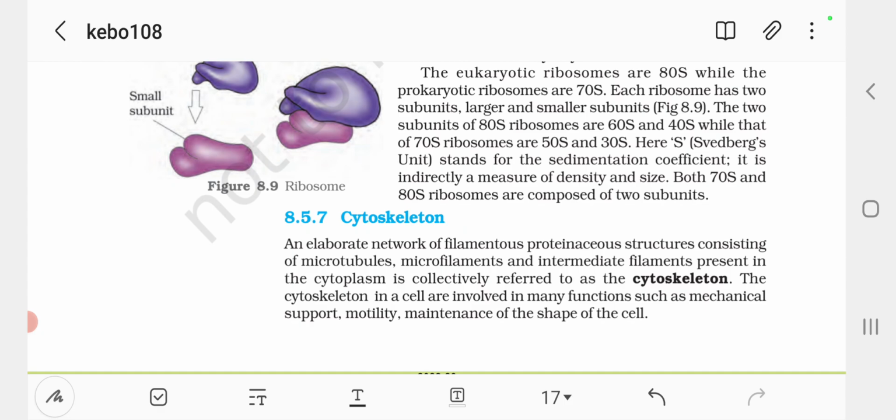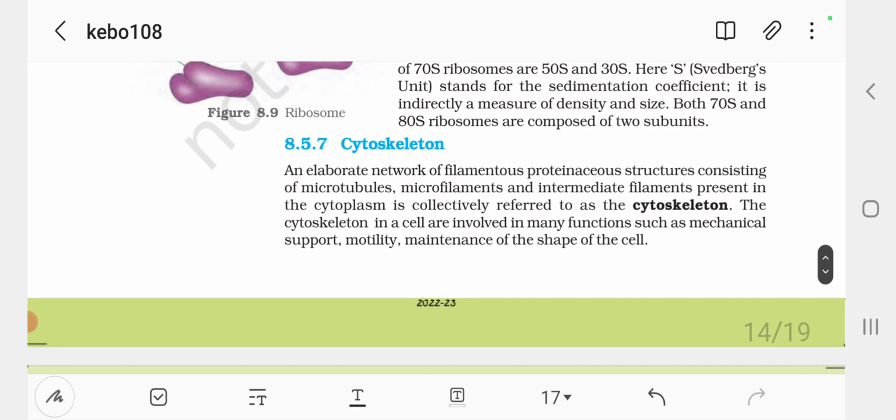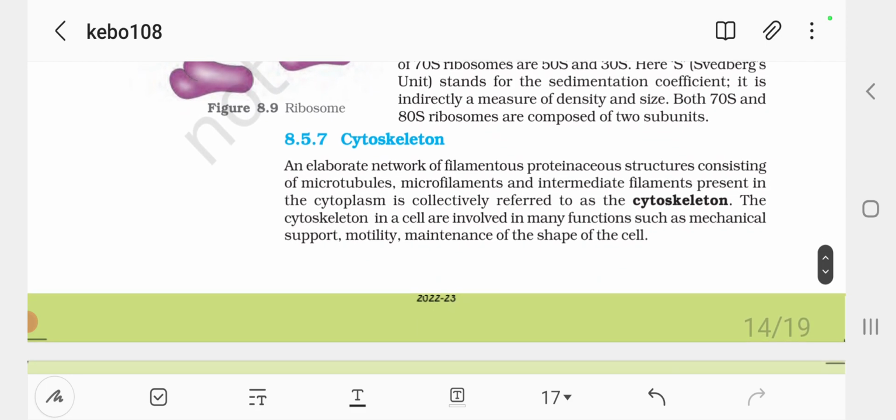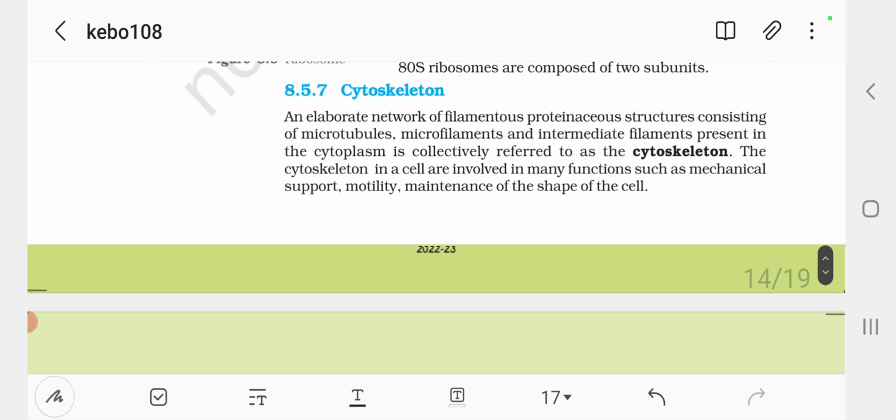Here S represents Svedberg's unit, which stands for the sedimentation coefficient. It is indirectly a measure of density and size. Both 70S and 80S ribosomes are composed of two subunits.